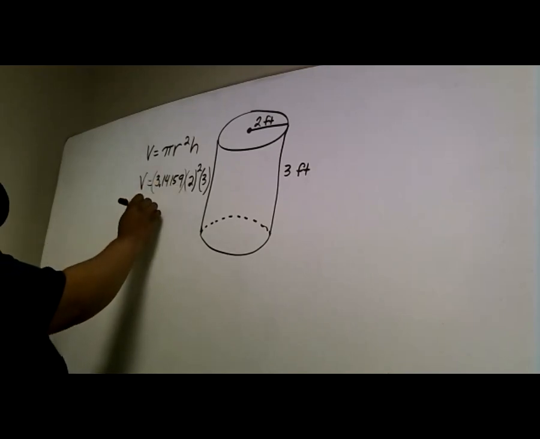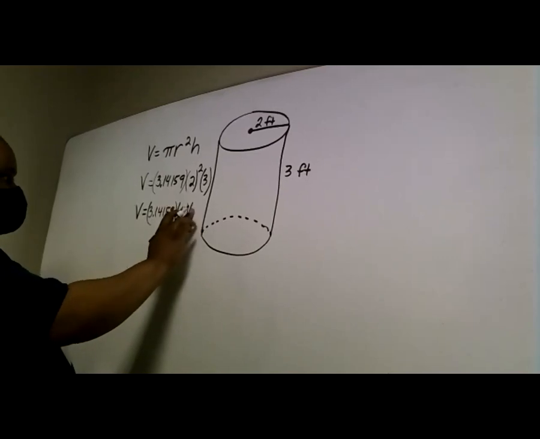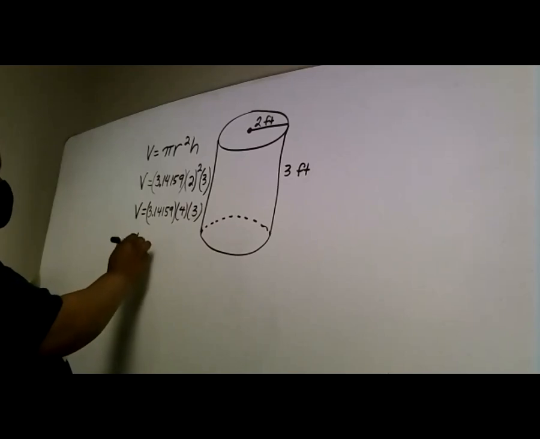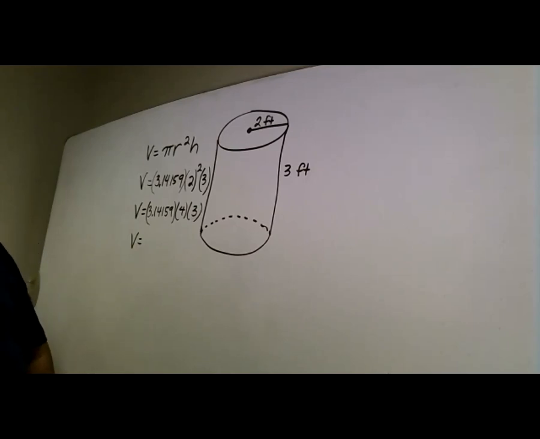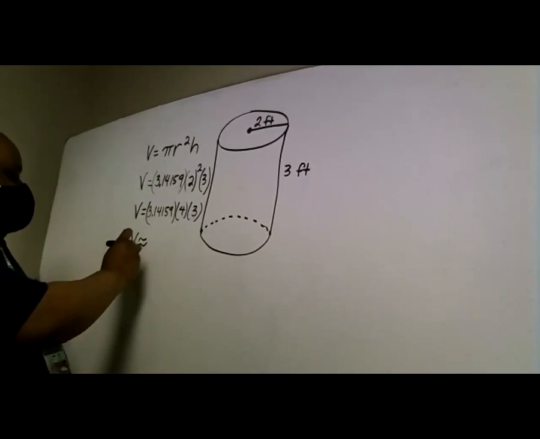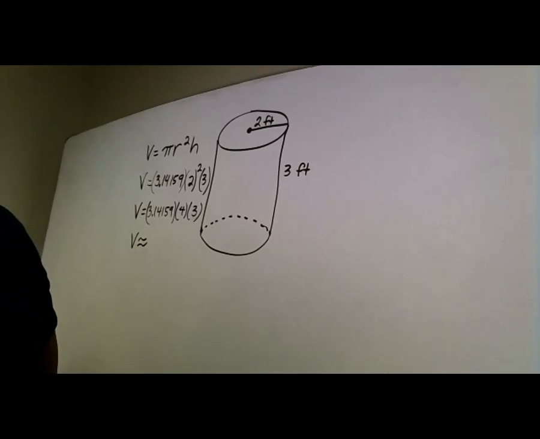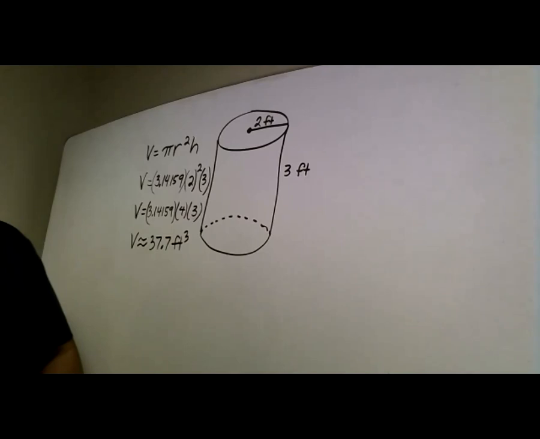Now, if you want to, you could square the 2. So I'm going to bring down 3.14159 times 2 squared, that would be 4. And then if we multiply that through, all the way through, and I think they want this to 1 decimal place as the final answer. And I think this is in feet, so the volume has to be in cubic feet. So the volume of that cylinder is approximately 37.7 cubic feet.